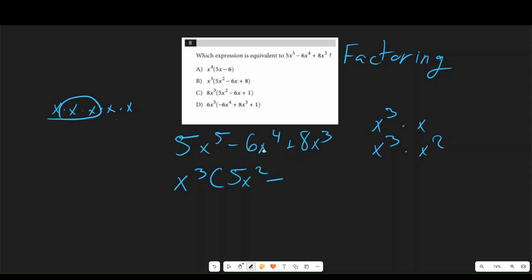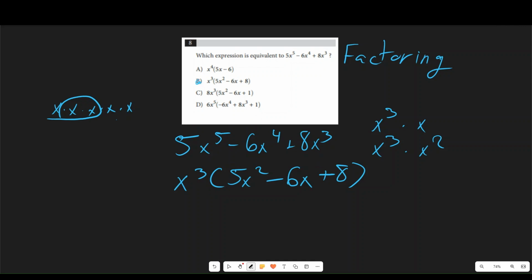Same thing here, x to the fourth power, and we factor out x cubed, that's going to leave us with a minus 6x. And then also we would have finally, a plus 8 term, right? So this is actually looking like one of our answers, right? We have an answer B right here.